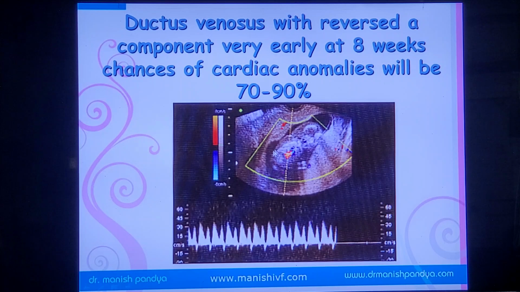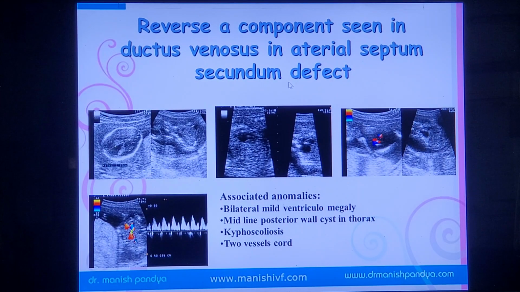Suppose this is, you can see there is a fetal edema. You can see there is a fetal edema also. So at 8 weeks of gestation, you can see ductus is abnormal. The chances of cardiac anomaly will be 70 to 90%. So with Doppler, you are not only diagnosing the oxygen status of the baby, but so many times you can diagnose the congenital cardiac anomaly. You can diagnose the chromosomal abnormality in the baby also.